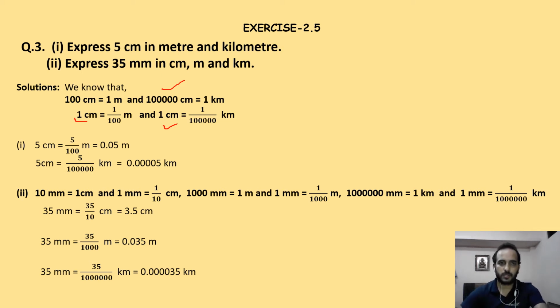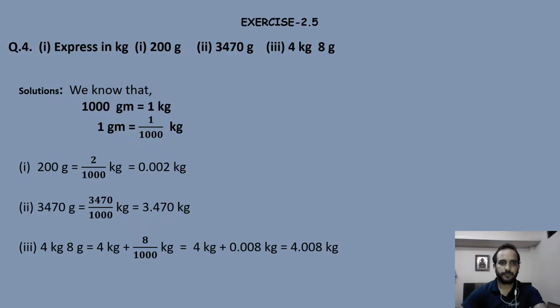So I hope you understood this question number 3. So now we switch on to the next question. Question number 4. The question number 4 is asking you to express in kilogram the different three parts here: 200 gram, 3470 gram, and then we have 4 kg 8 gram.